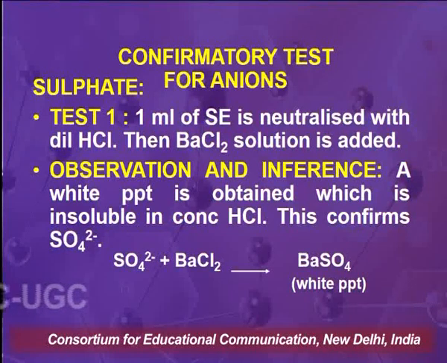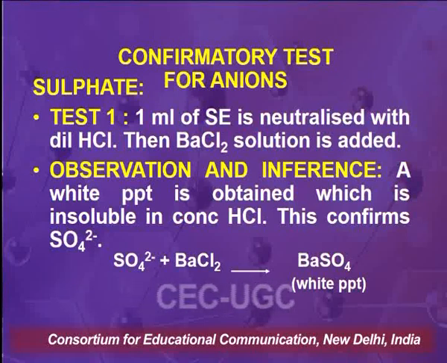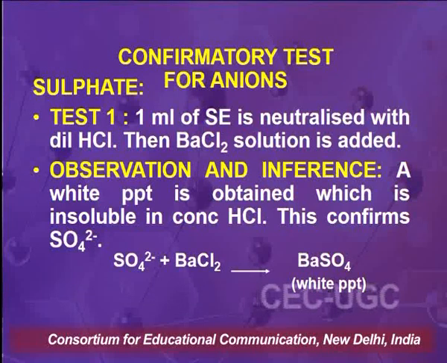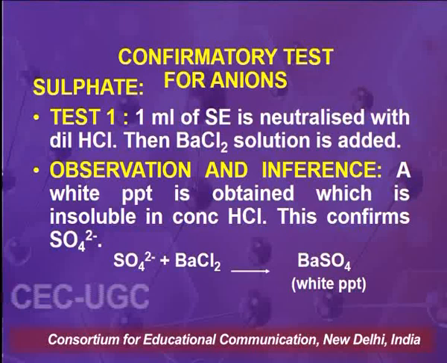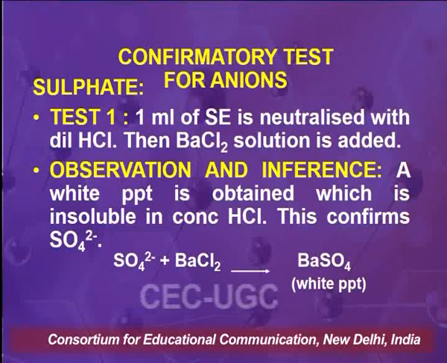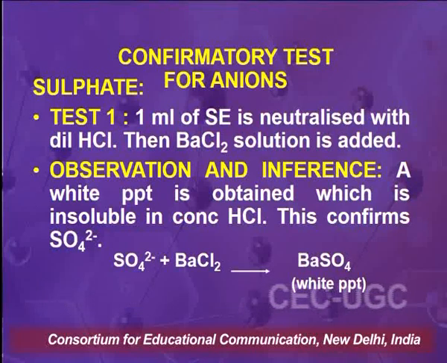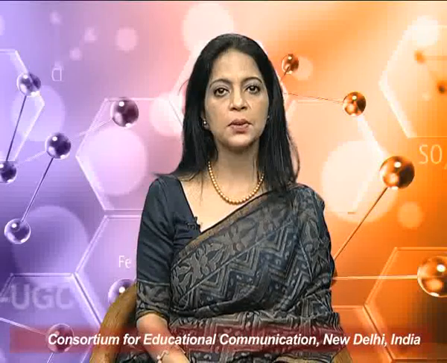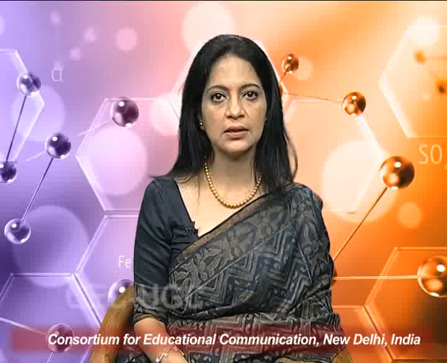If a white precipitate is obtained which is insoluble in concentrated HCl, it confirms the presence of sulfate ions in the mixture. The chemistry involved can be seen as sulfate ions reacting with barium chloride to give barium sulfate, which is a white precipitate, and this white precipitate is insoluble in dilute HCl.